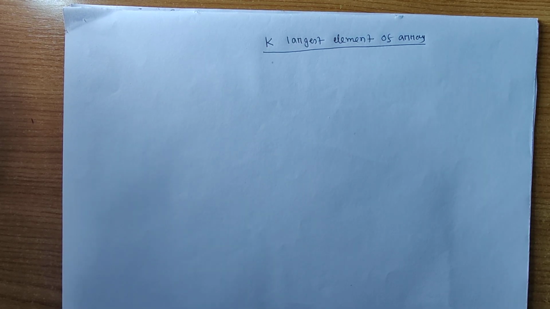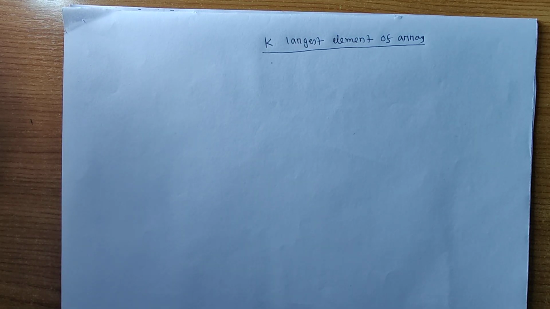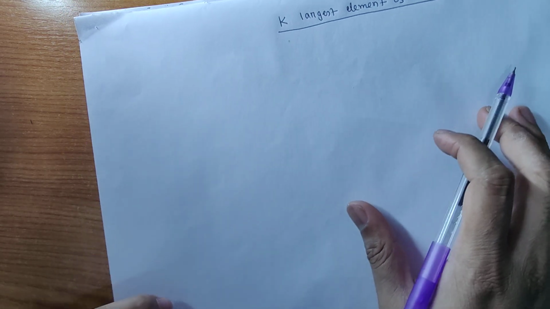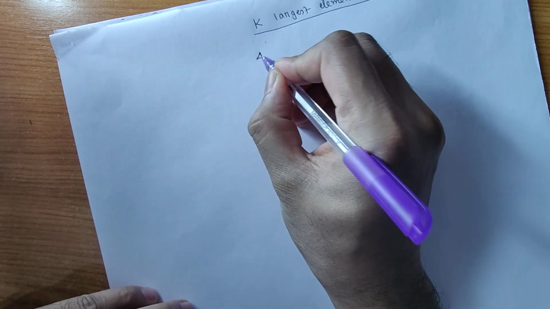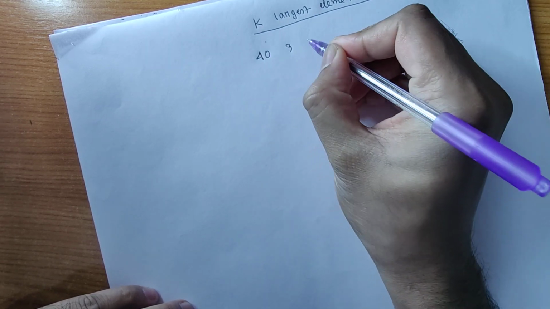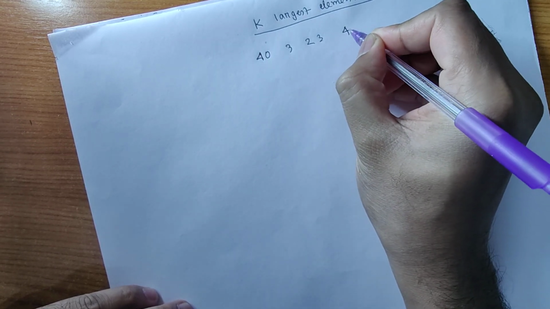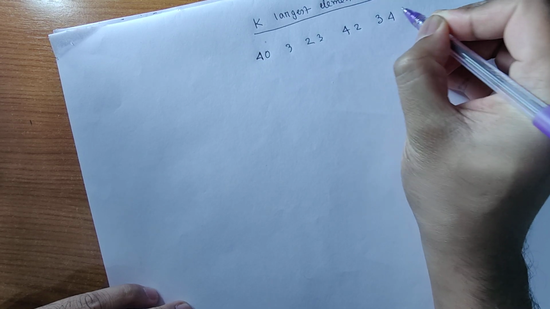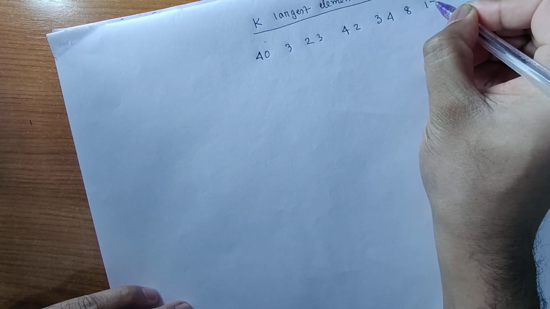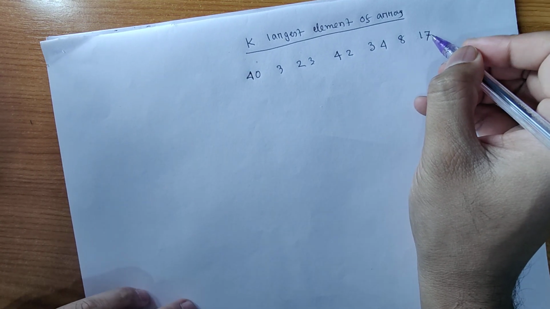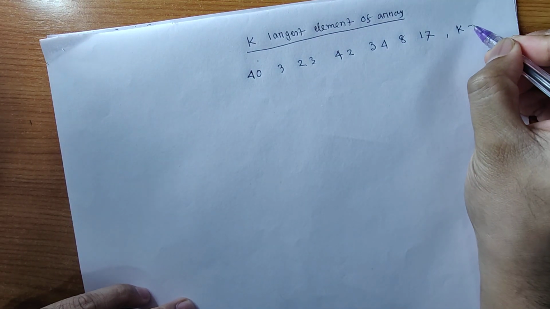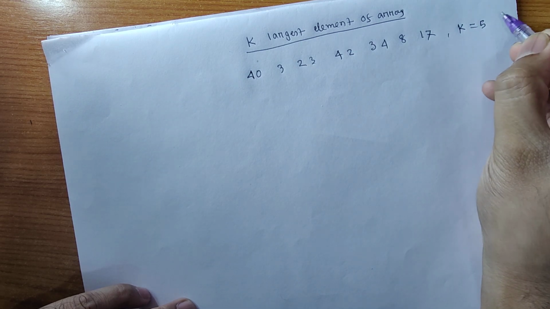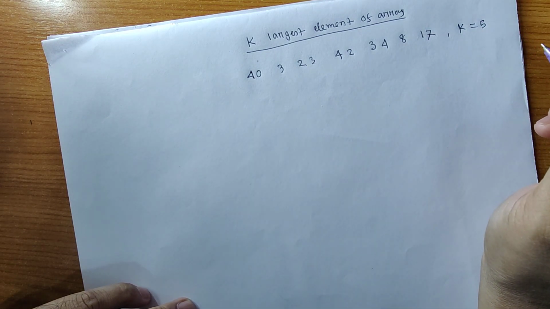So we can find the kth largest element of an array using a heap. How will it work? Let's say we have some elements like 43, 23, 42, 34, 8 and 17. Okay. So now our k is 5. So which element do we need to find? The fifth largest element we need to find. Okay.